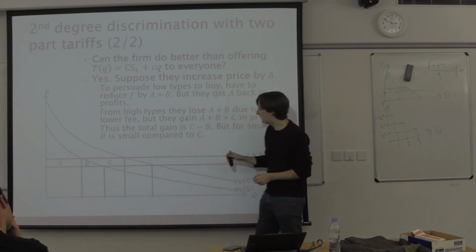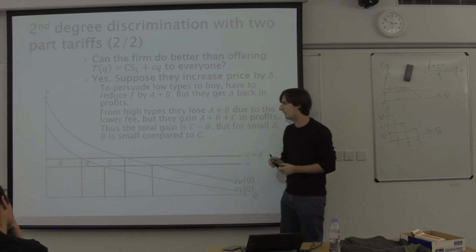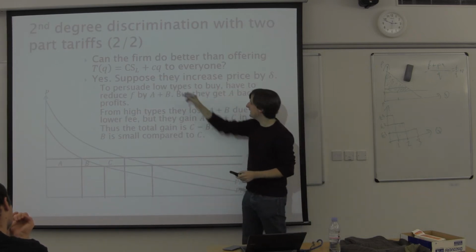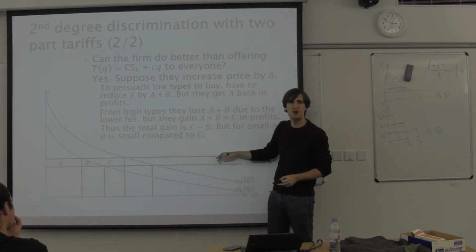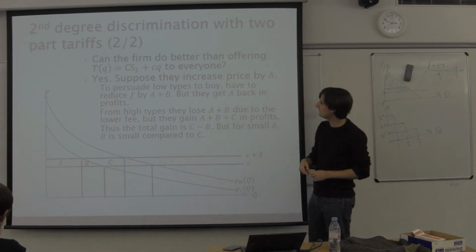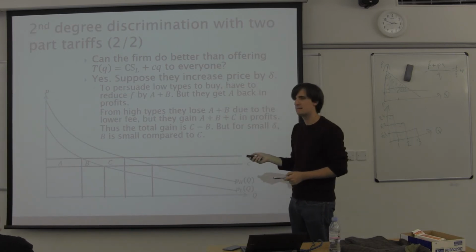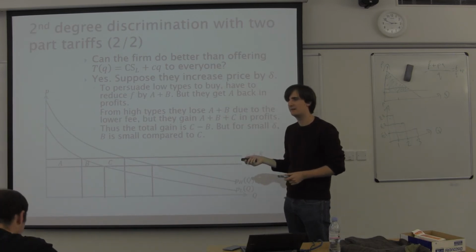So at least for small deviations, profit must be increasing. So the firm would like to slightly increase the price per charge and slightly reduce the fixed fee. Is that clearer second time round? Good.